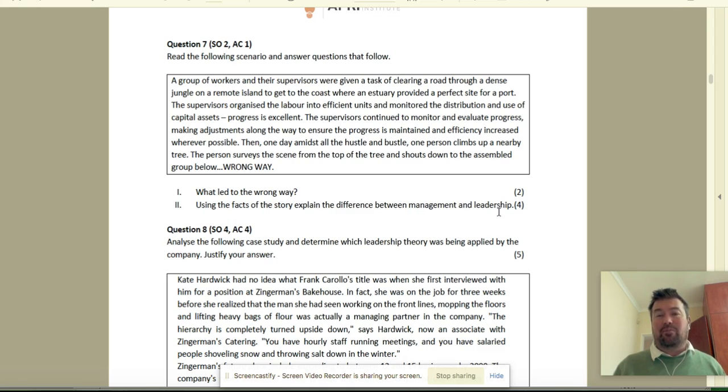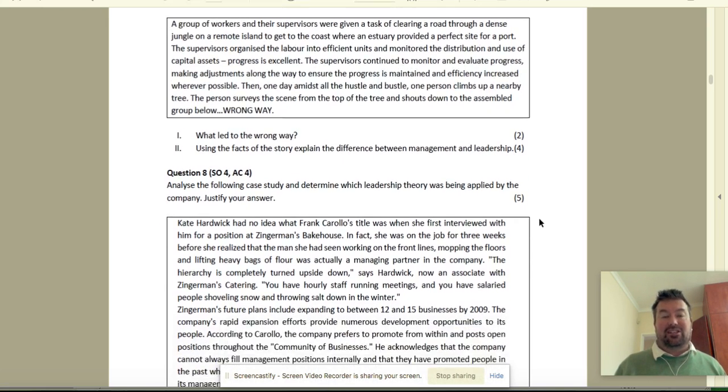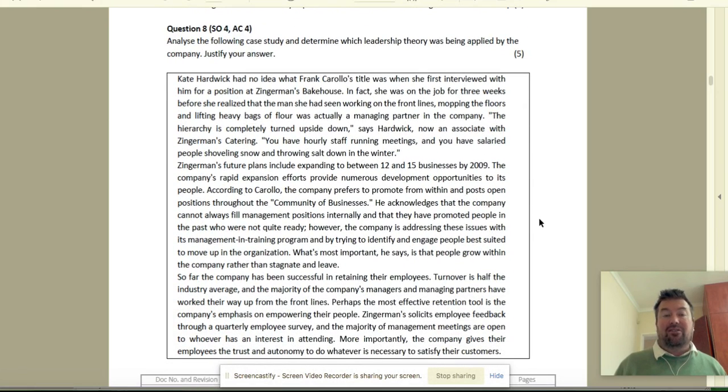Okay, so it's not a lot of points. So, just keep to the brief and give me the facts of the story that explain the difference between management and leadership. Okay, now, then you got to go to the next case study, which is question number 8.